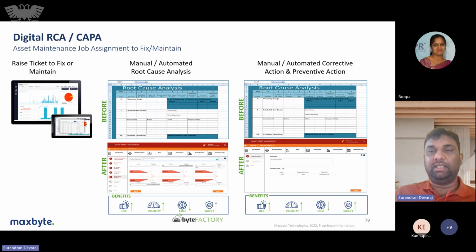They are able to perform FMEAs, RCA and CAPA, interlock bypassing, MOCs, and schedule auditing for that particular asset. So anything related to asset maintenance management can be done in this system. Before that, they were doing a lot of paperwork and approval processes. The complete workflow and approval process is also getting digitized here.